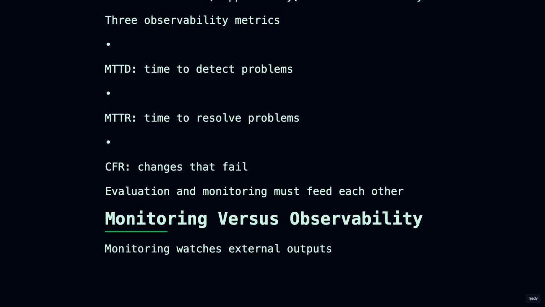Traditional monitoring starts from the outside. You look at outputs and alerts, then infer that something may be wrong inside the system. That works for detection, but it does not guarantee you'll understand the root cause.